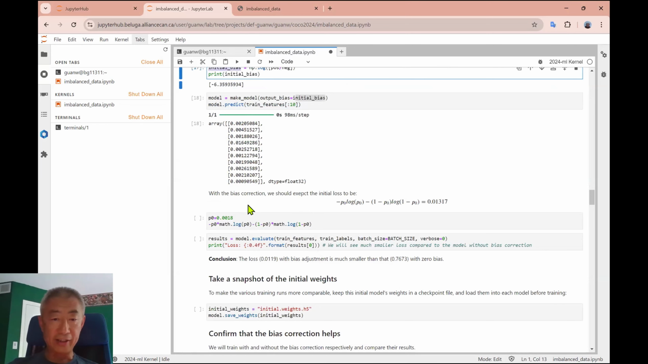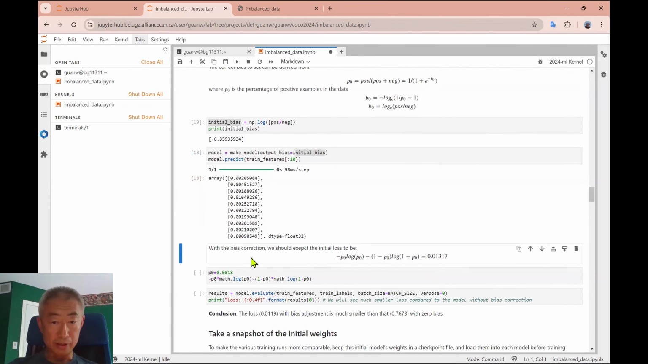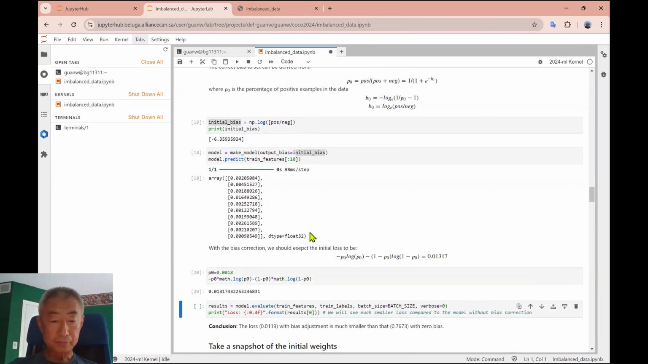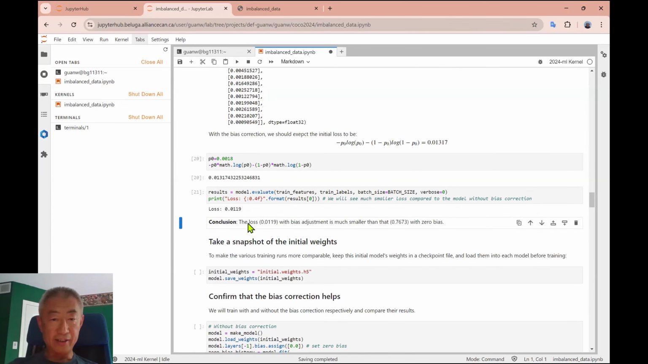Okay, so let's calculate the loss. Oh, I should click here. Okay, here. So you can see that, based on theory, it should be 0.0131, something like that. Let's check the real value. We just run it, and let's see. It gives a value very close to the ideal theoretical result.